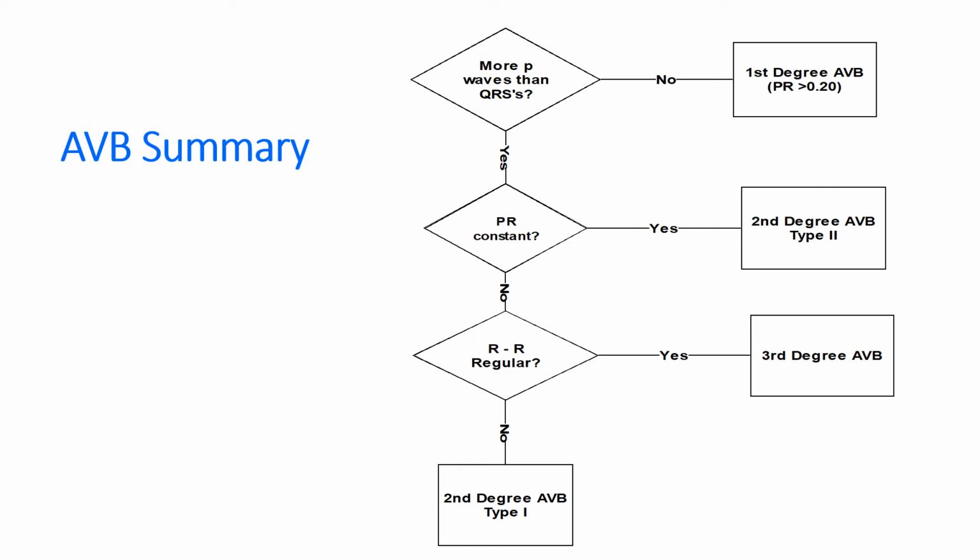So if you're looking here, do you have more P's than QRS's? If you do not, and your PR is greater than 0.20, you have a first degree, because your first degree AV block has 1 P for every QRS. If you do have more P's than QRS's, then you look at the PRI. Is it constant? Yes, then we know that it's a second degree type 2. If the PR is not constant, then we look, is the R to R regular or irregular? If it's regular, it's third degree AV block. If it is not regular, then it's second degree type 1. So this is one way you could use to try to remember which block is which.